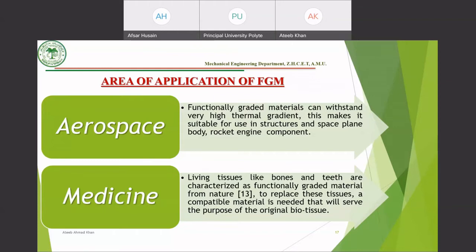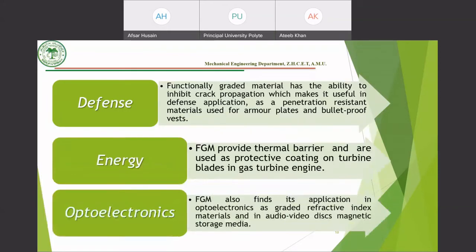So that is the reason why FGM are used in the medicine field. Now, it is used in defense because of its property to inhibit cracks. It is used in armor plates and bulletproof vests.